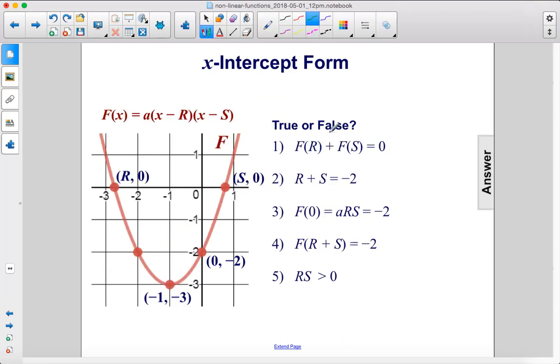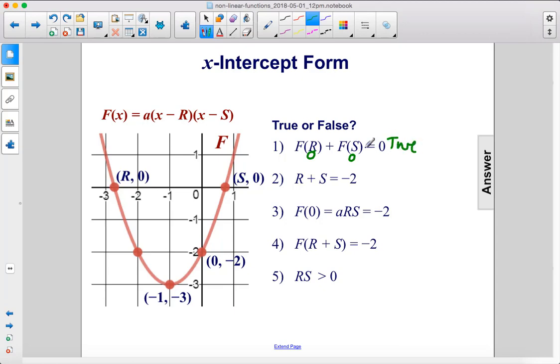All right, here we have some true or false questions based on this graph. So this is the graph of a times x minus r times x minus s. And let's begin with number 1. So we have the x value r inputted into the function, giving us this point here. The y value is 0. And when we input s into this function, we also get a y output of 0. So 0 plus 0 equals 0.